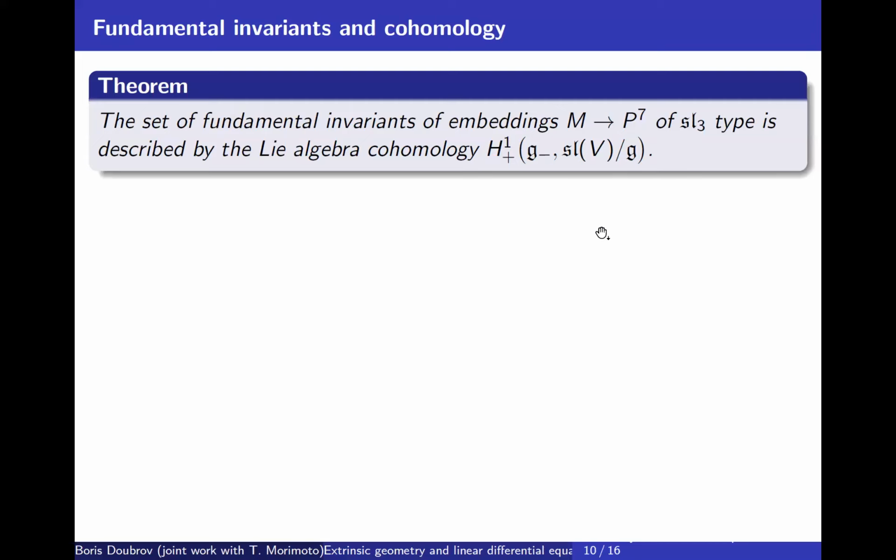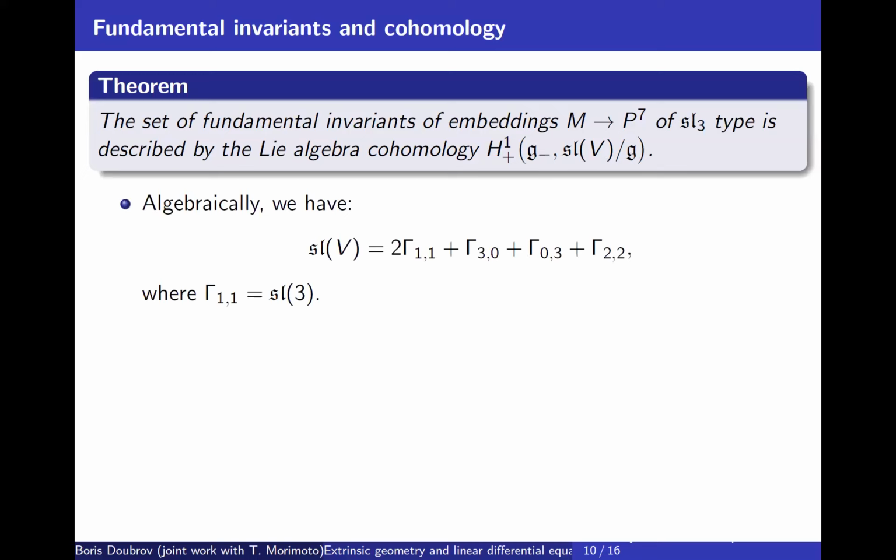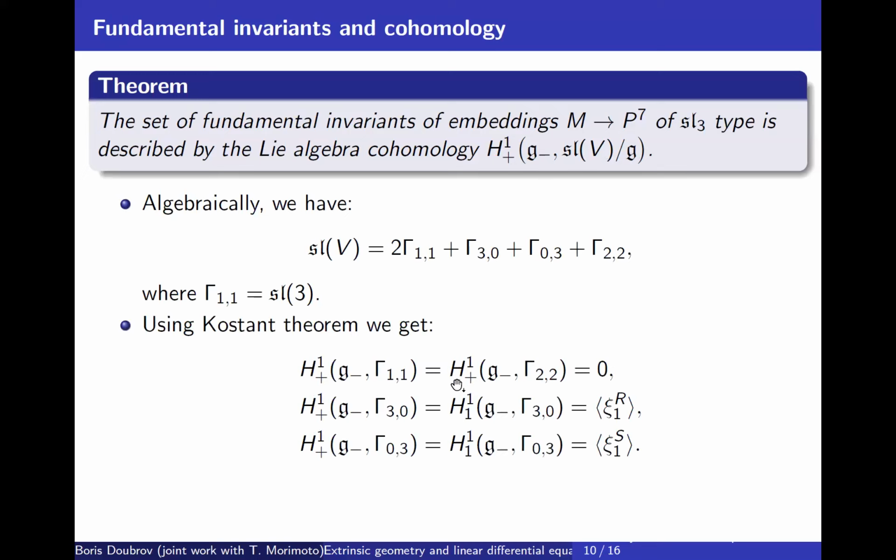So there is a cohomology theory, and probably I skip this because it's very nice. Most importantly, in this case, this cohomology can be computed very explicitly using pretty deep algebraic techniques called Kostant's theorem, and we find out that there are exactly two fundamental invariants that control whether our embedding of such an SL3 type is locally equivalent to the adjoint SL3 variety or not.